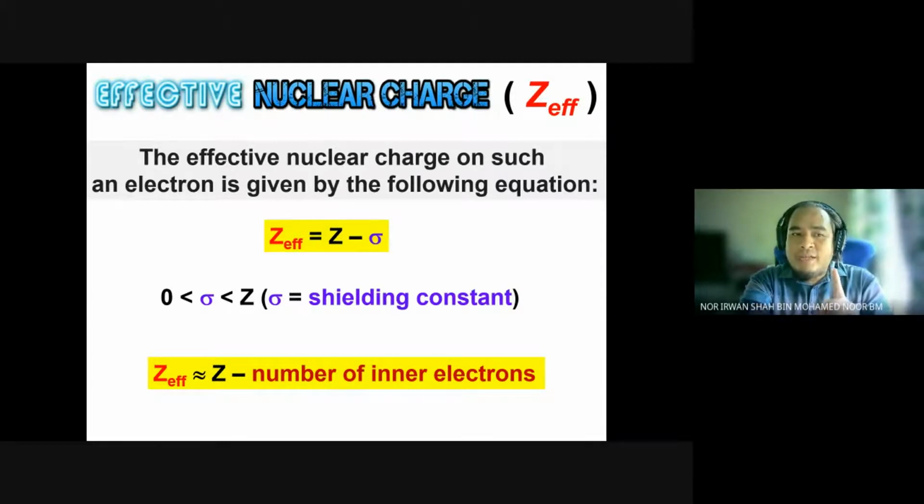Okay, sebab kalau you guys masih tak clear lagi, you guys masih lagi could not recognize between these inner electrons, outer electrons, valence electrons, akan ada masalah nanti. Okay guys, jadi satu cara lagi, inilah dia cara untuk kita nak kira effective nuclear charge: Z or the proton number minus number of inner electrons. Okay, let's look at some example here.